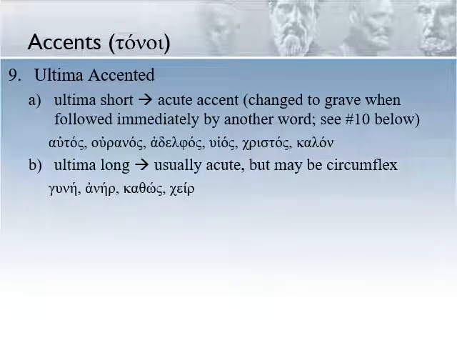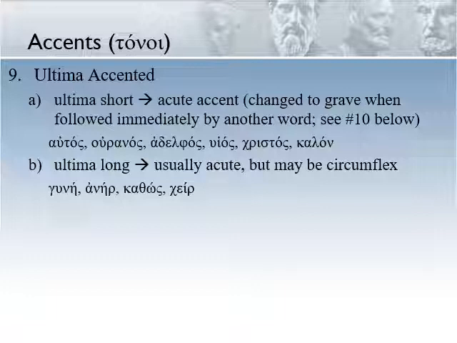But here are some examples of words that are accented with an acute on the ultima. Gyne, the Greek word for woman. In English, our word gynecology comes from this Greek word. Gynecology is the medicine relating to women. Next word, aner. Aner means a man, similar to the word anthropos, but aner is used almost exclusively of male, not generically both men and women.